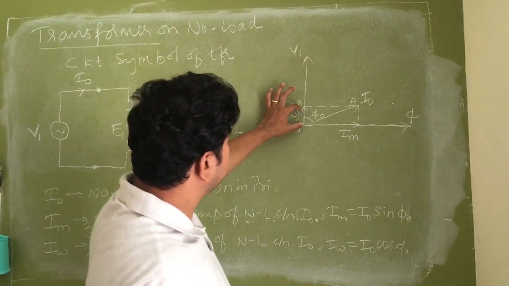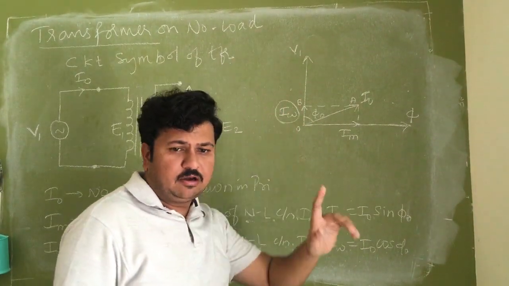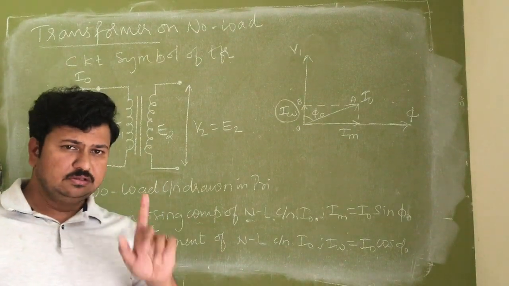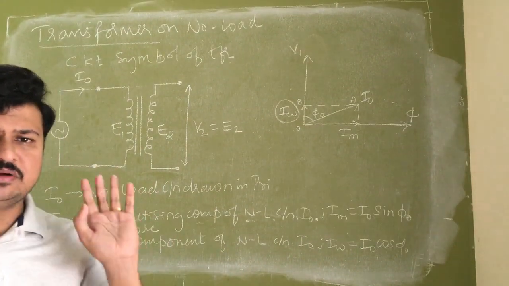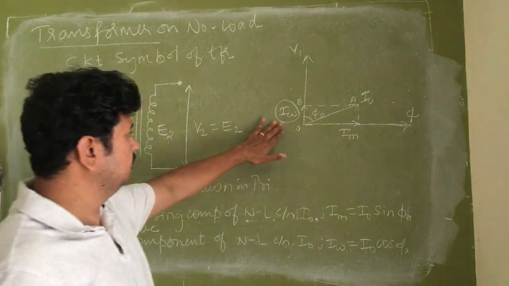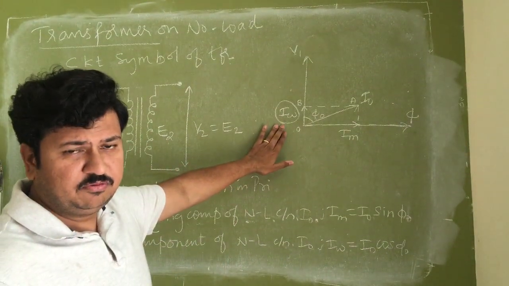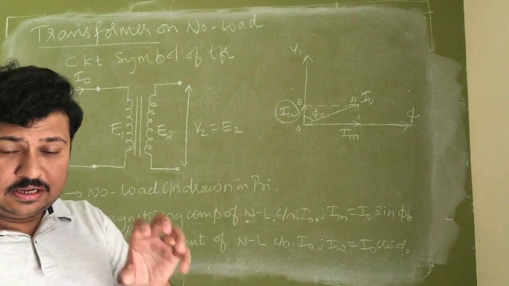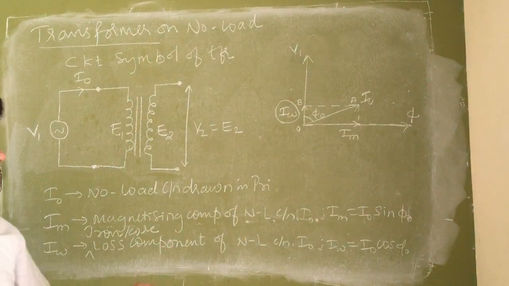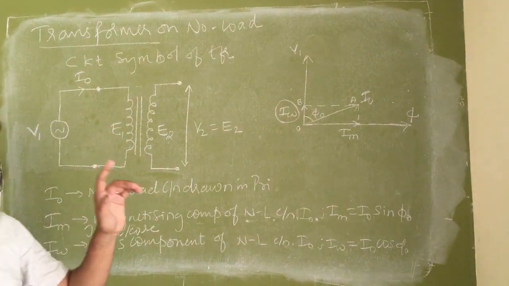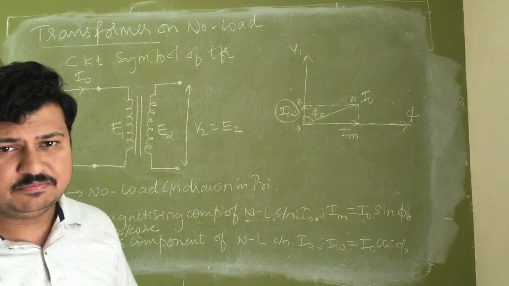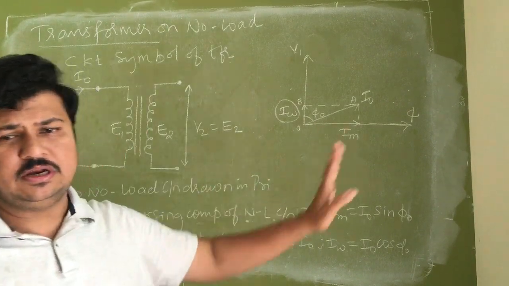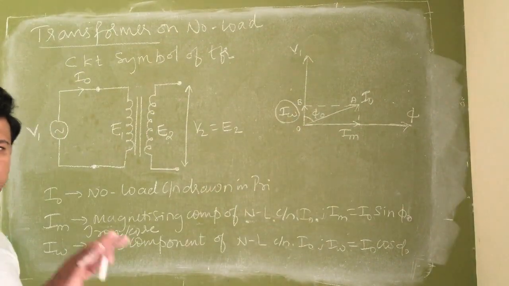And any component of current which is in phase with the voltage is a component that is doing some work. What is the work done by this component? It creates the power loss in the core, because unless that power loss is satisfied, the power will not transfer from primary to secondary. So I have to satisfy the losses also.